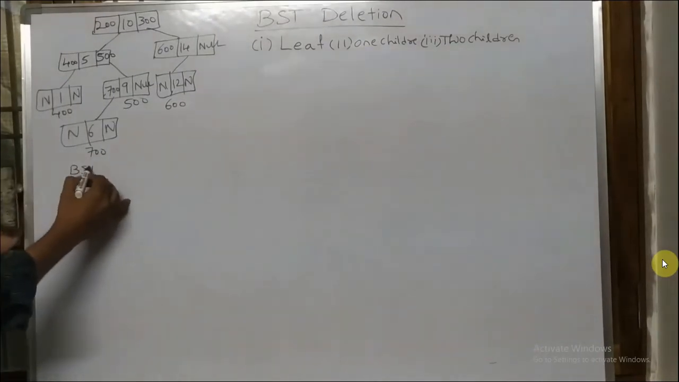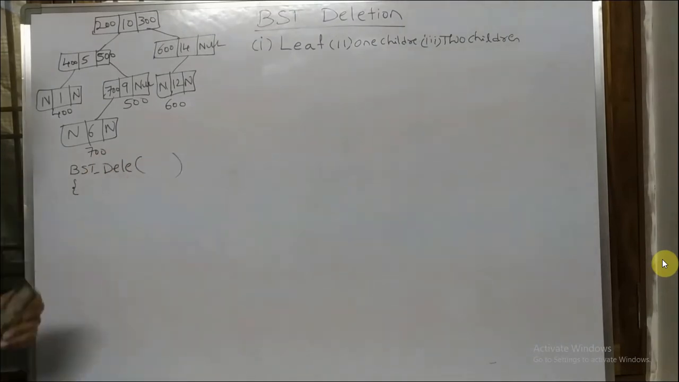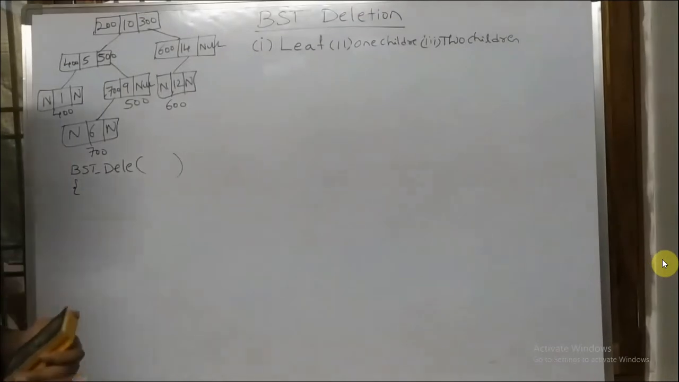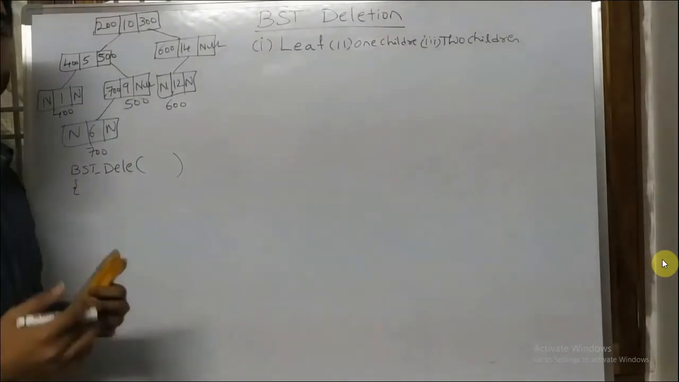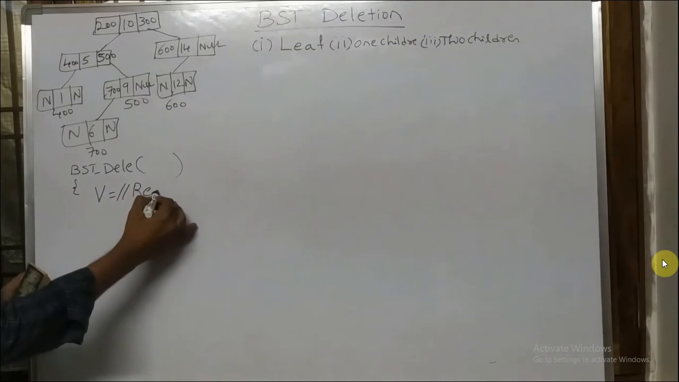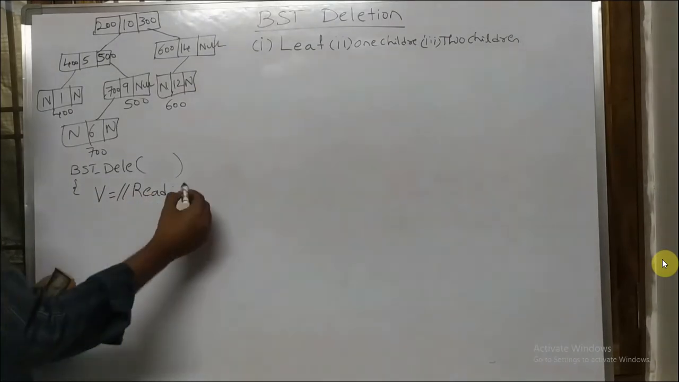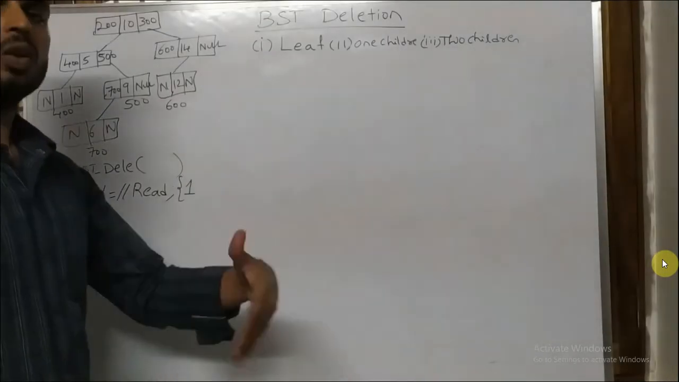So, binary search tree deletion. Before deleting, what you need to do? You need to ask the user to enter the value of the node which he wants to delete. So I am going to read some value from the user which he wants to delete. For example, I want to delete the value 1. So what do we need to do?